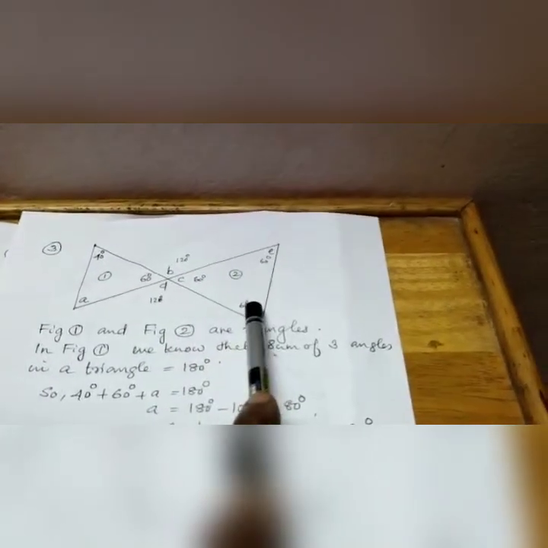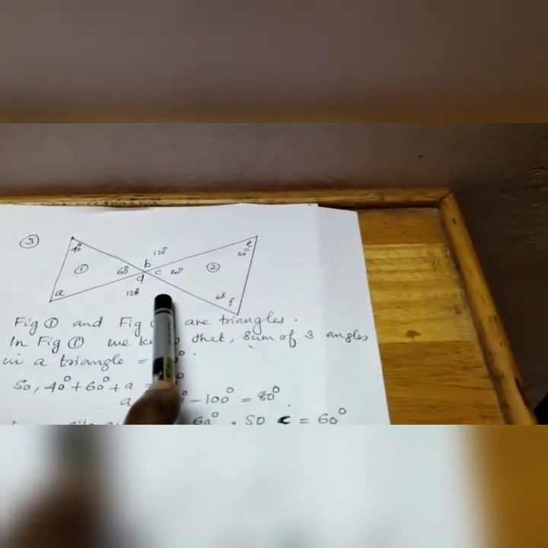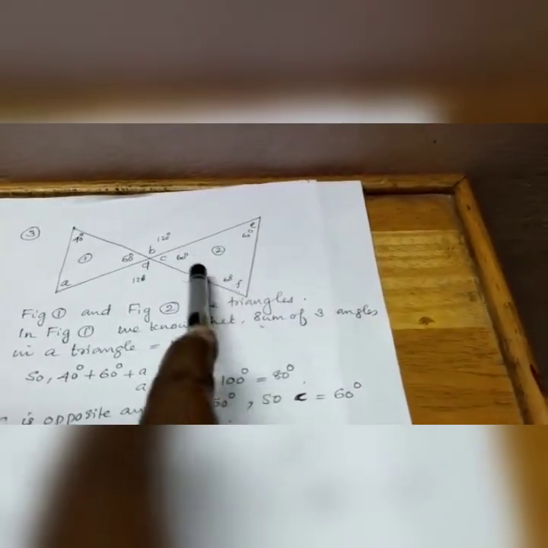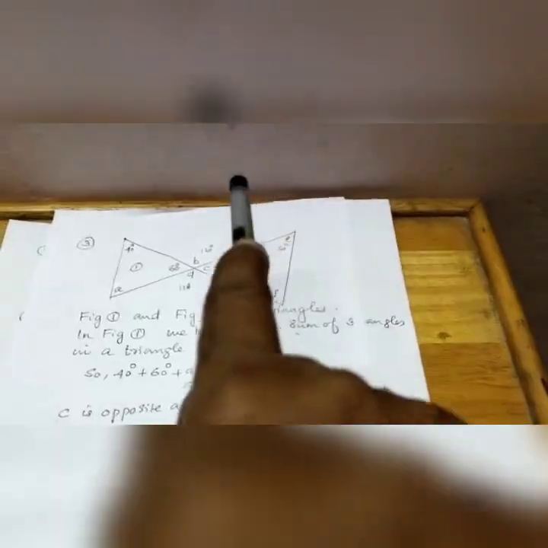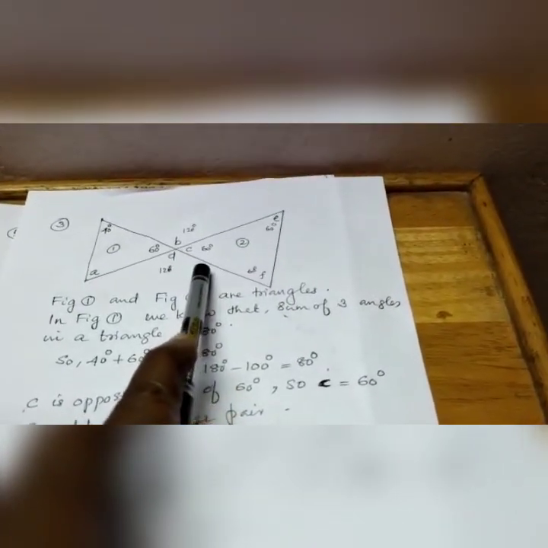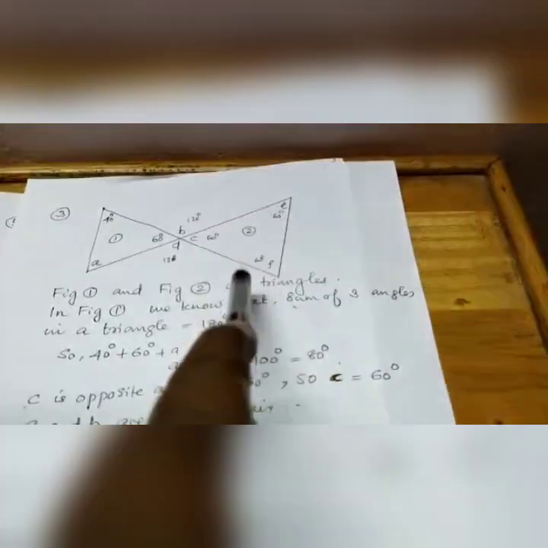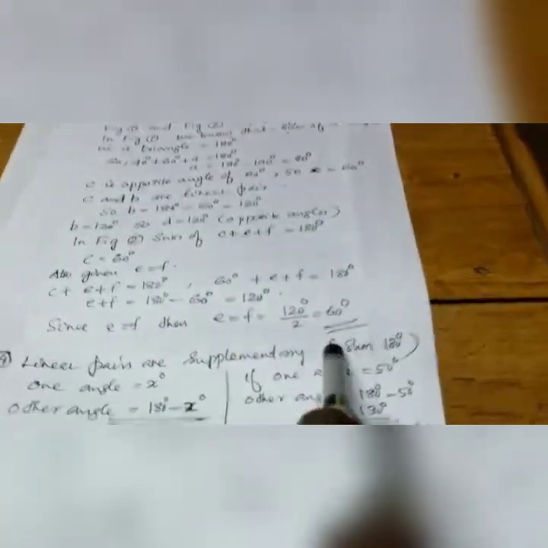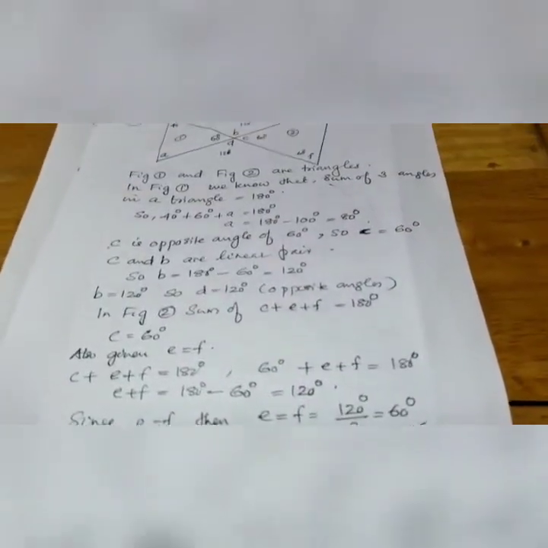In the second triangle, we have only one angle, that is 60 degrees. We have to find out E and F. Total angle is 180. E plus F is equal to 180 minus 60, that is 120 degrees. But it is given that E and F are equal. Therefore E is equal to F is equal to 120 divided by 2, that is 60 degrees.